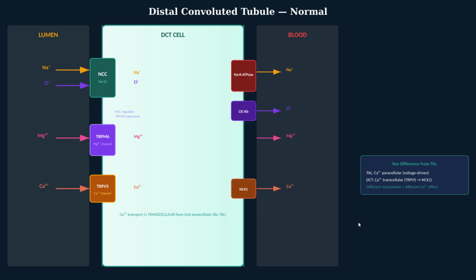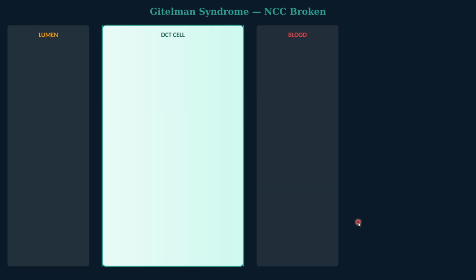Now, what happens when the NCC breaks? This is Gitelman syndrome. NCC is broken. First, sodium and chloride can't enter. That's your sodium chloride wasting and volume depletion and secondary hyperaldosteronism, just like Bartter. But now look at TRPM6. Because NCC is broken, TRPM6 gets downregulated. The cell loses its magnesium channel. The expression drops. And there is even evidence that DCT cells undergo apoptosis over time.